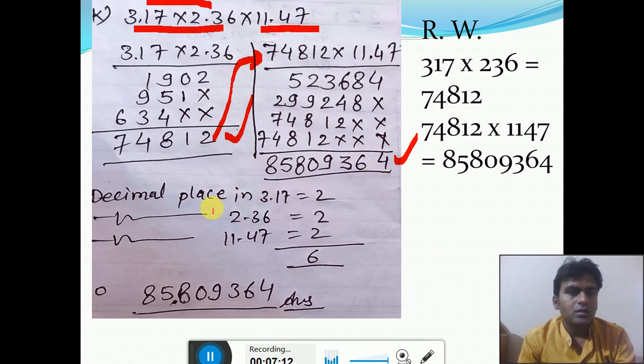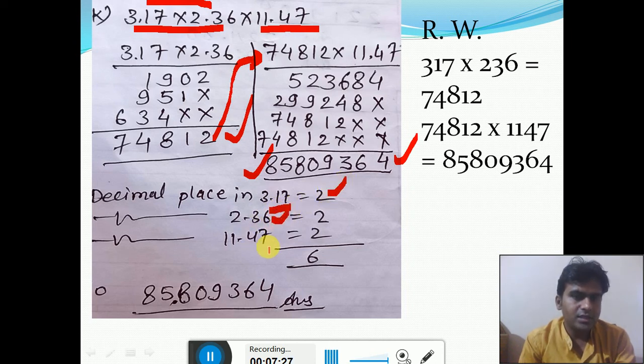So now you have to decide where to put the decimal point. Here is your answer, but you have to put the decimal point. In the first number, the decimal point is after 2 places. In the second number also after 2 places. In the third number also after 2 places. So total 2 plus 2 plus 2 equals 6. So after 6 places we will put the decimal point.